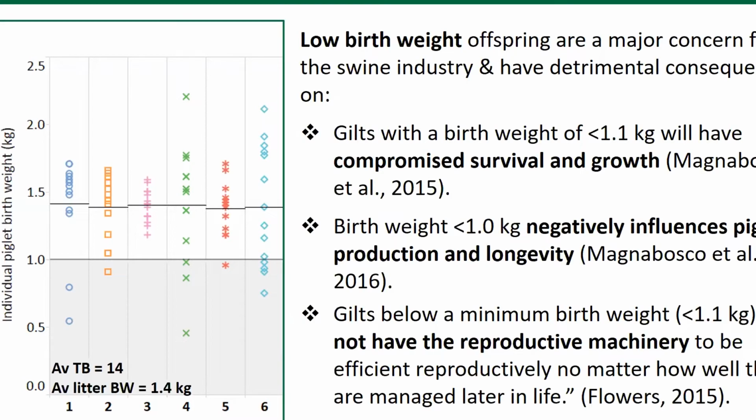So those pigs could be classified as low birth weight, and those low birth weight pigs are a major concern for our industry. Gilts with a low birth weight have compromised survival and growth, and they negatively influence piglet production and longevity. Dr. Billy Flowers has even suggested that those gilts below a minimum birth weight of 1.1 kilograms simply do not have the reproductive machinery to be efficient reproductively, no matter how they're managed later in life. And one action you can take here, if you're selecting gilts, is to really consider that some of these gilts need to meet the minimum requirement, about 1 kilogram, in order to be selected females in your herd.